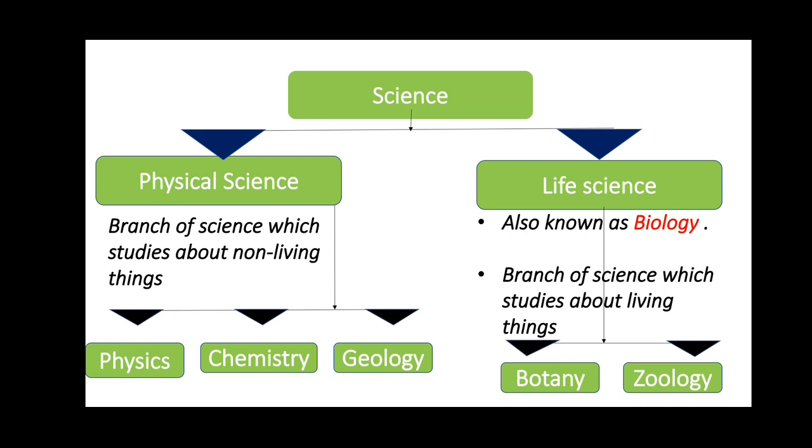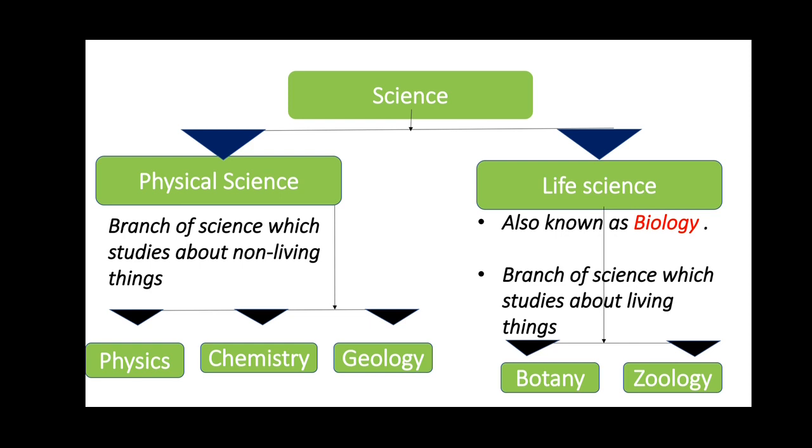So we have seen that science is broadly classified into two groups. Which are they? Physical science and life science. And this physical science is again classified into three groups: physics, chemistry, and geology. Likewise, life science can be classified into two groups: botany and zoology. And what do you mean by physical science? Physical science is the branch of science that studies non-living things, and life science studies living things.